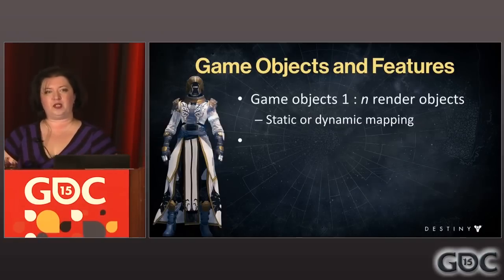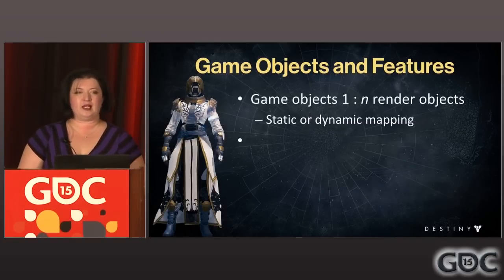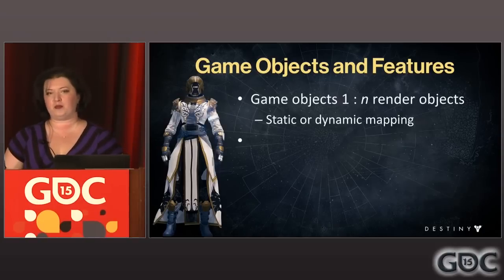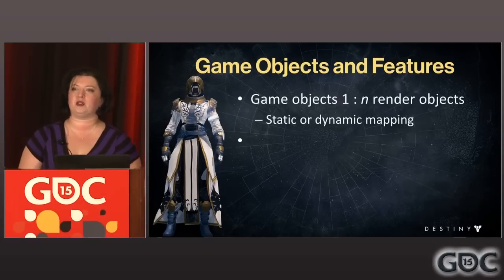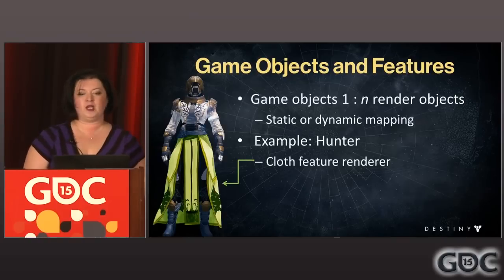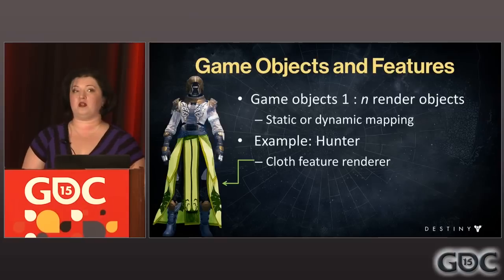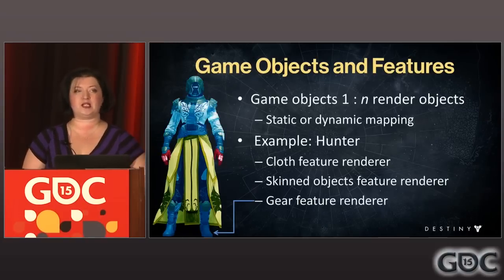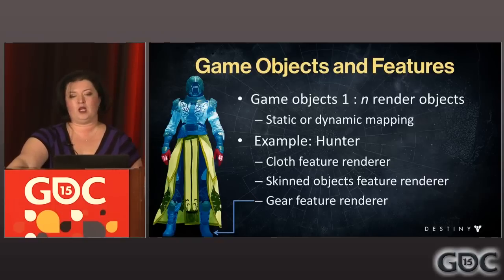Now, a game object can register with multiple features. They can be statically determined what features it needs to register, or also, if we add a dynamic component, we can then register it dynamically with the appropriate feature. So if we look at this hunter lady, we register with a simulated cloth feature renderer, we register with skinned feature renderer, and we register with customizable gear renderer.